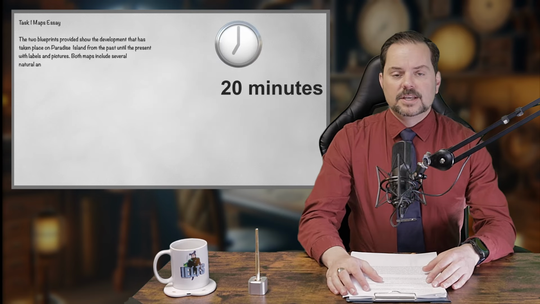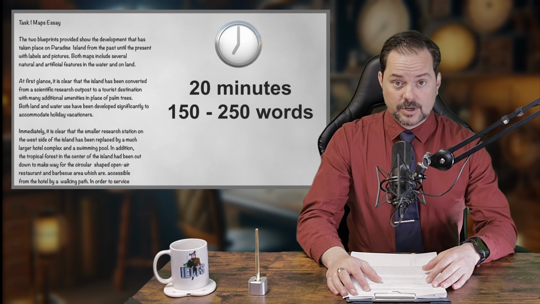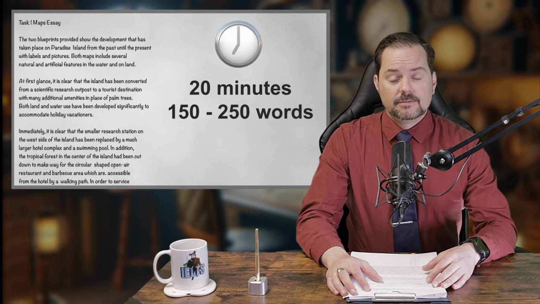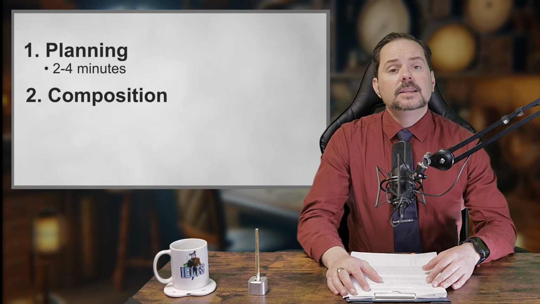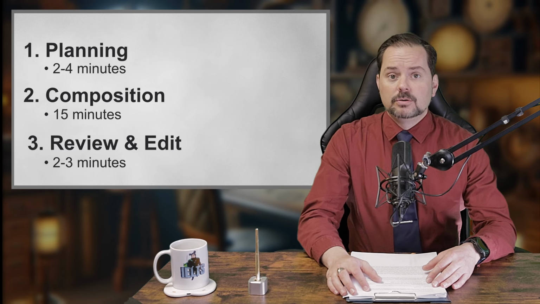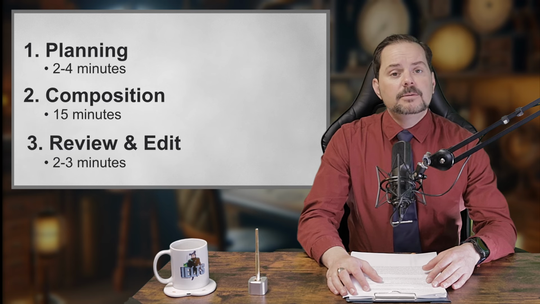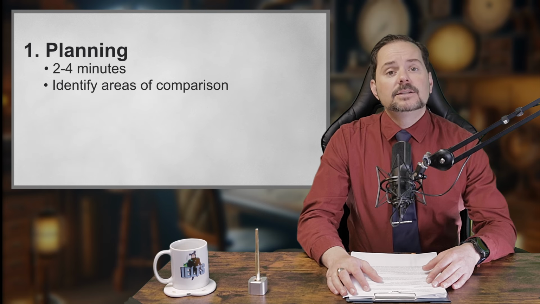Although 20 minutes is not a lot of time to write a 150 to 250 word essay, it should be enough to give you a couple of minutes for planning, at least 15 minutes for composition, and another minute or two for review. A very important step in the planning stage is to identify your marks for comparison.